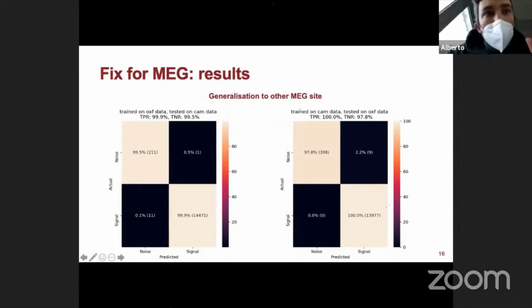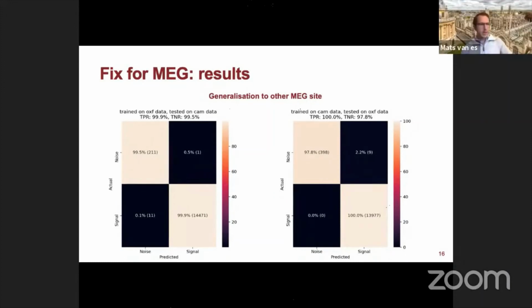which is obviously a prerequisite for being able to work with a pre-trained model. For this, I either trained the model on the Oxford data set and then tested it on the Cambridge data set, or the other way around. On the left, you can see the model that was trained on the Oxford data and tested on the Cambridge data. Again, both are 80 subjects doing 3 different tasks. And this is actually doing very well. We see a true positive rate of almost 100%, and a true negative rate of also almost 100%. There are only in total 12 artifacts mislabeled by the classifier.